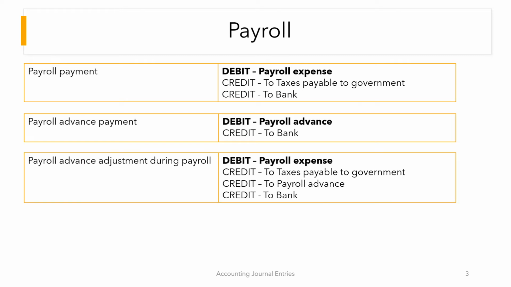And the entry for payroll advance adjustment during the payroll payout, debit payroll expense, credit to tax payable to government, credit to payroll advance, and credit to bank. After adjusting the payroll advance, whatever is remaining is paid to bank.